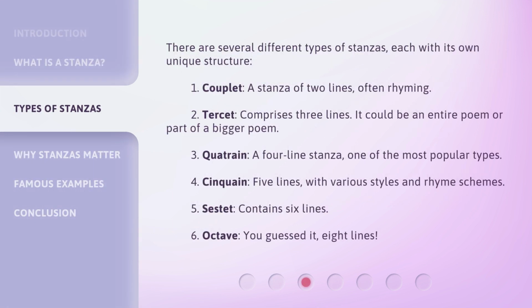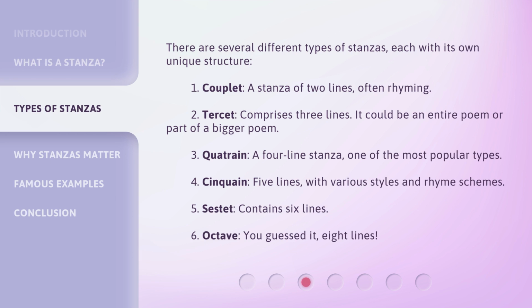There are several different types of stanzas, each with its own unique structure. 1. Couplet. A stanza of two lines, often rhyming. 2. Tercet. Comprises three lines. It could be an entire poem or part of a bigger poem.